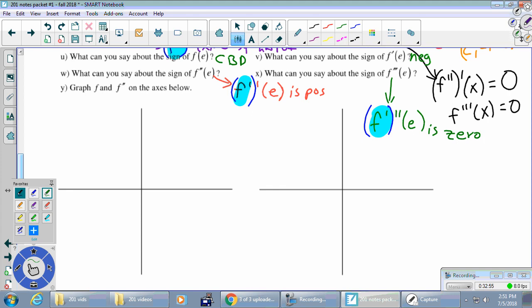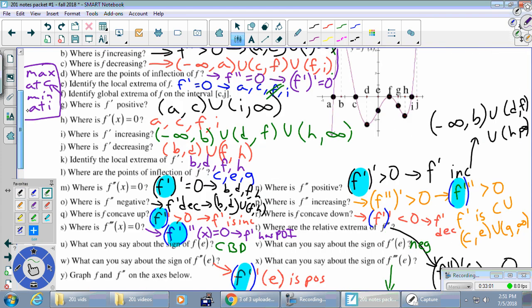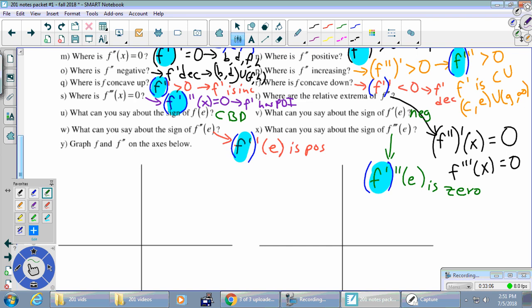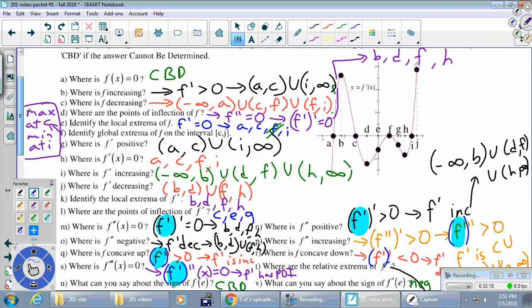Okay, and then finally, part Y, it says graph f and f double prime on the axes below. Okay, let's try to do this real quick. Okay, to graph f, so we're going to start with f. I'll do this one in blue. So graphing y equals f of x here. So what I'm going to do is look up above for all of the questions that we answered that had to do with f specifically.